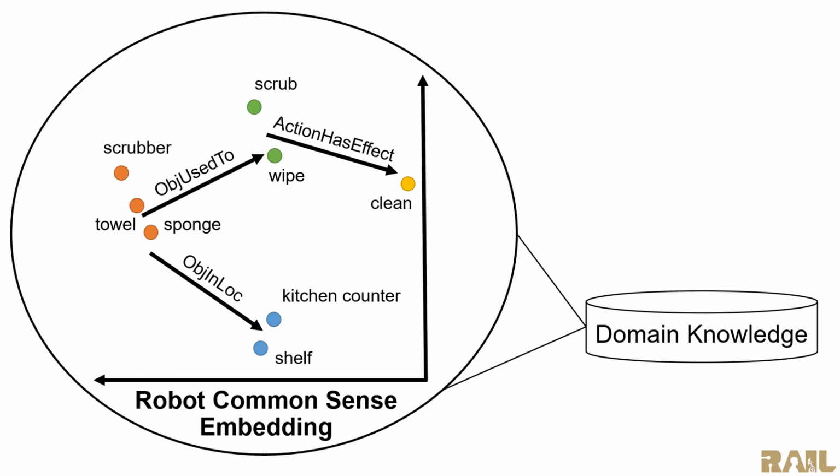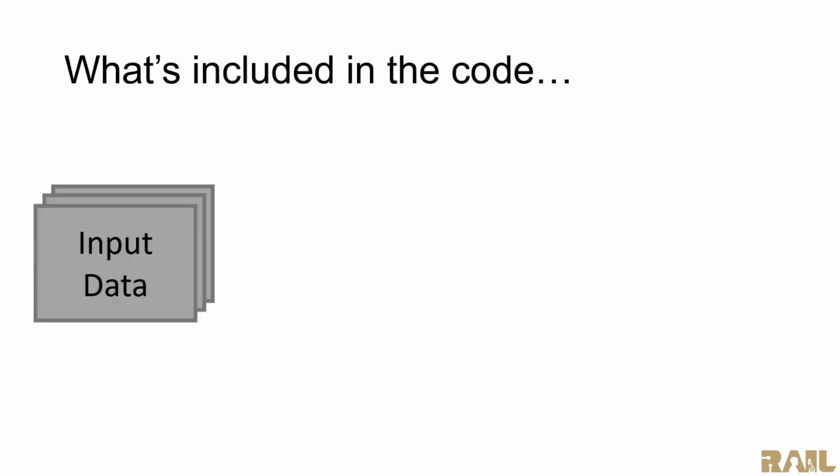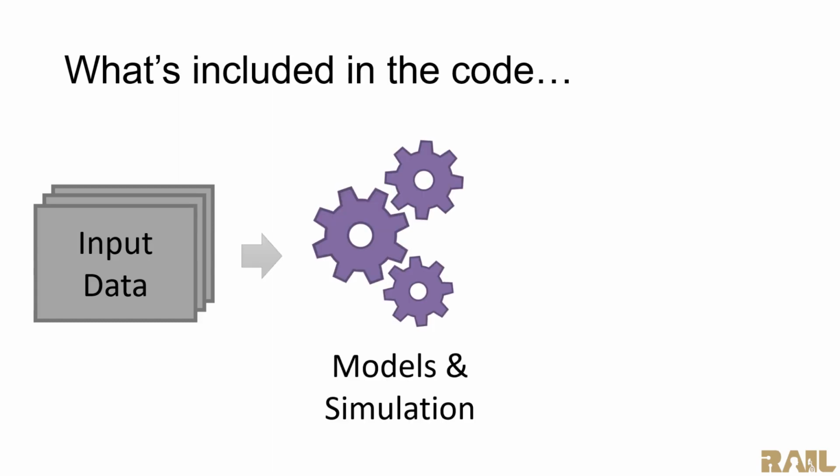Lastly, by modeling the graph in vector space, the robot can infer relationships not present in the training data, which further promotes generalization.